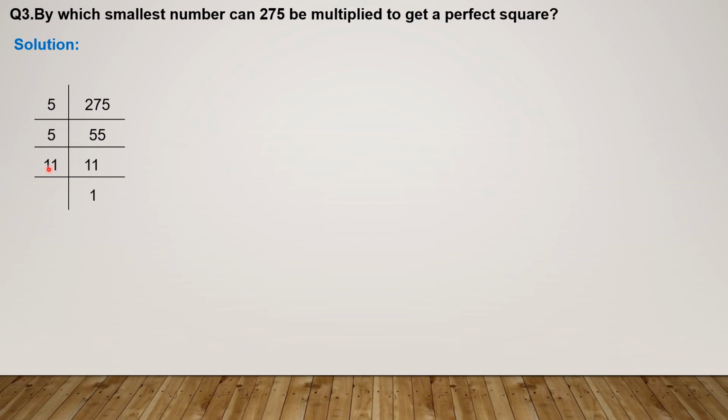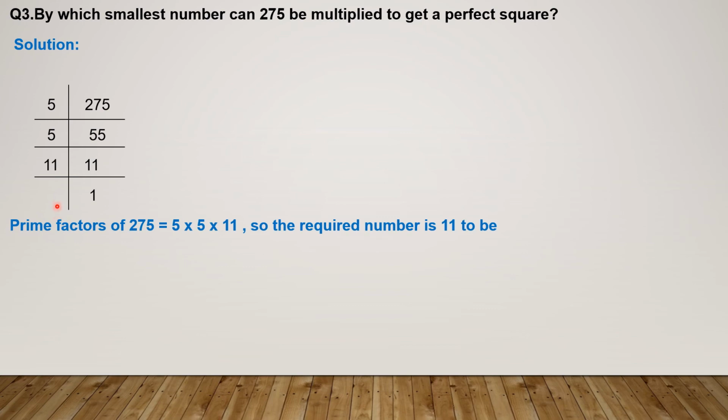Now students, tell me, is 275 a perfect square by checking it? No. We know very well that a number is a perfect square if you get pairs. One pair is already there, but with 11 there is no other 11 to make the pair. Means if we have another 11, then 275 may be a perfect square. For this purpose, we have to multiply 275 with 11.